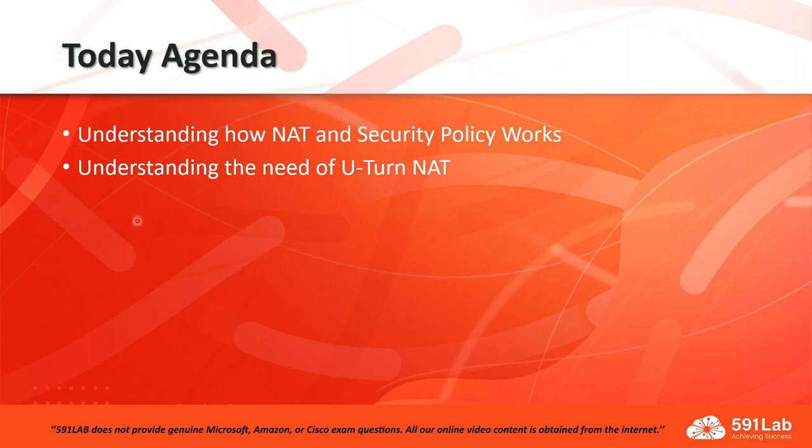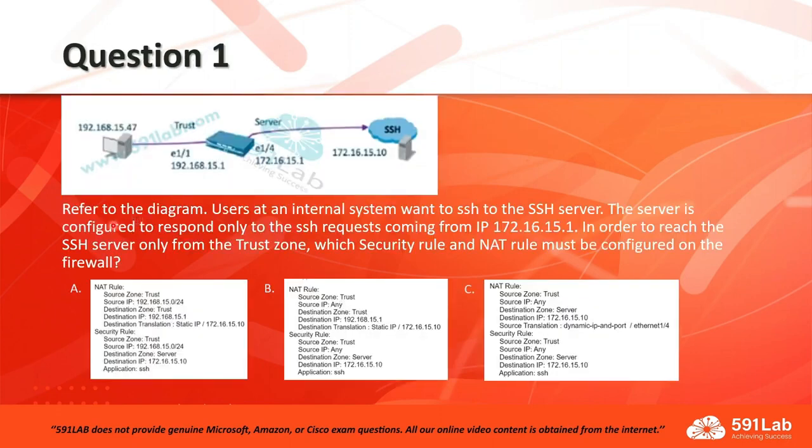Let's go to question number 1. Question number 1 is as follows. Refer to the diagram above. A user at an internal system wants to SSH to the SSH server. The server is configured to respond only to SSH requests coming from IP 172.16.15.1. In order to reach the SSH server only from the trust zone, which security rule and NAT rule must be configured on the firewall?